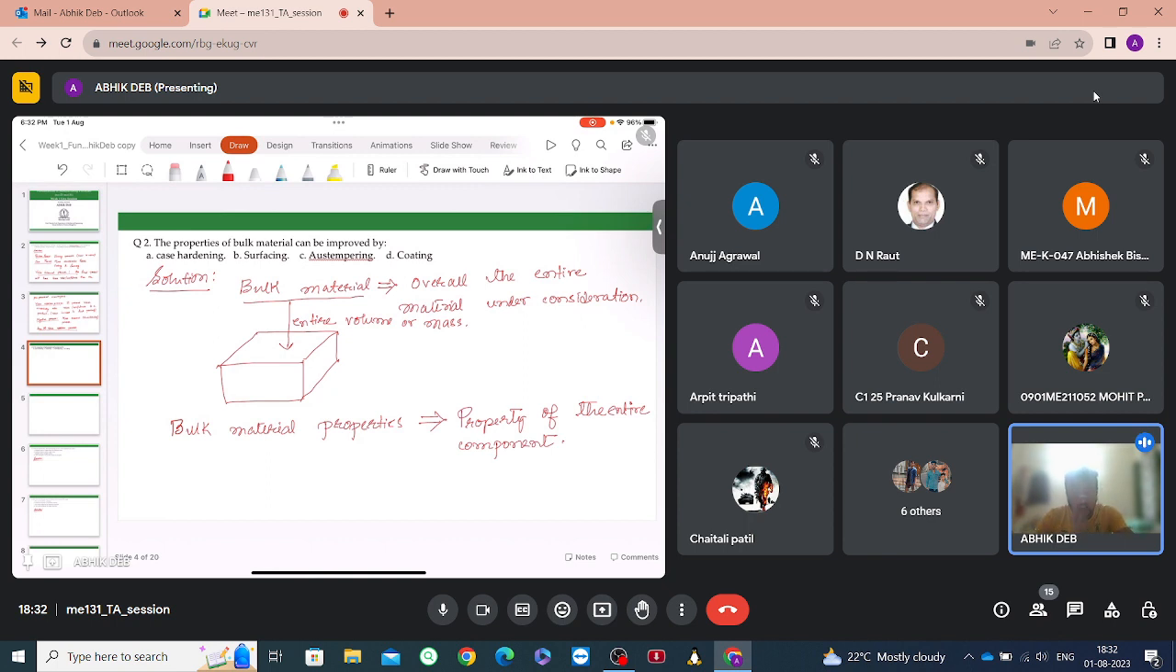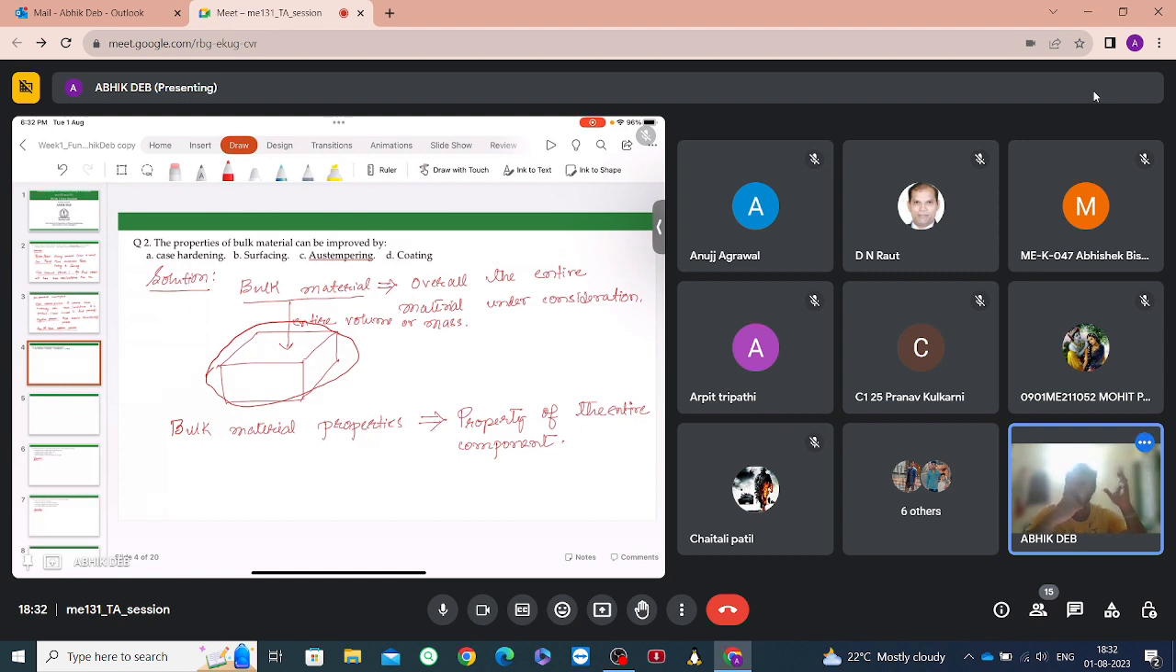What I am trying to say is that these bulk material properties are the properties of the entire system. When we consider this cube as the system, whatever the electrical conductivity, thermal conductivity, magnetic property or optical properties of the entire cube are, those can be classified as bulk material properties.